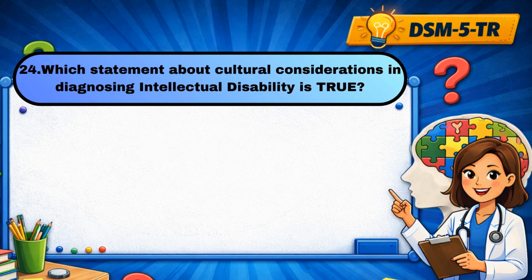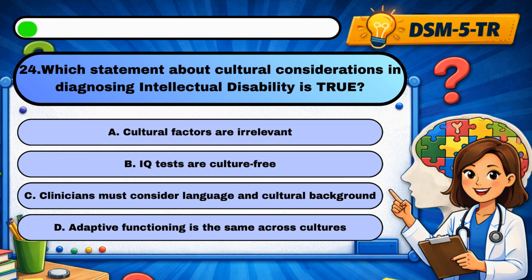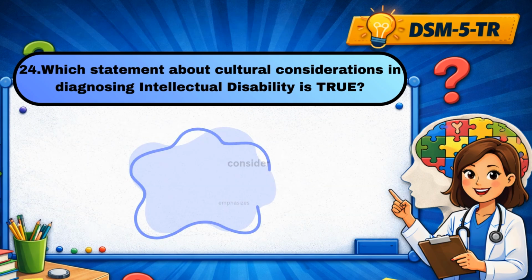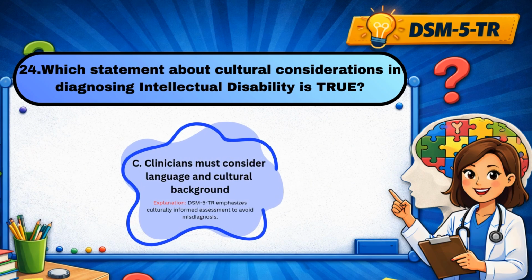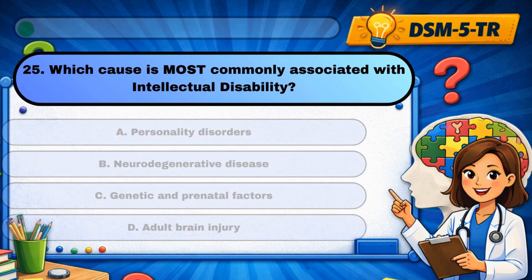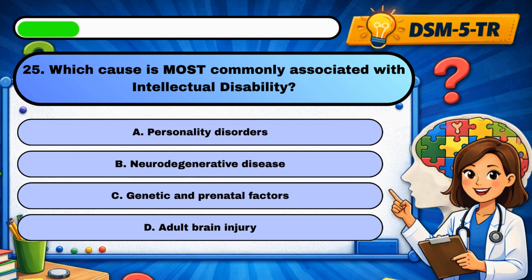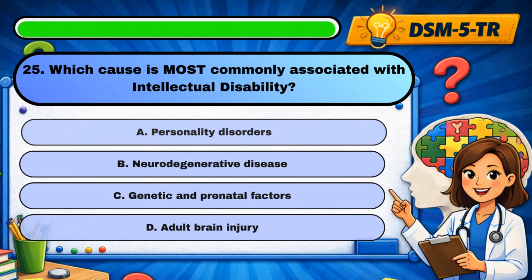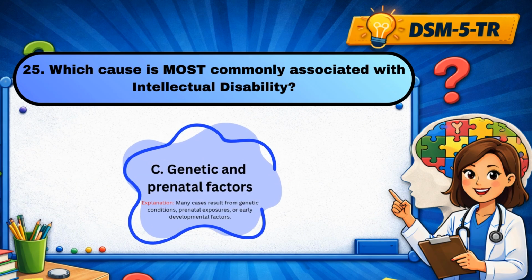Which statement about cultural considerations in diagnosing intellectual disability is true? C. Clinicians must consider language and cultural background. Which cause is most commonly associated with intellectual disability? C. Genetic and prenatal factors.